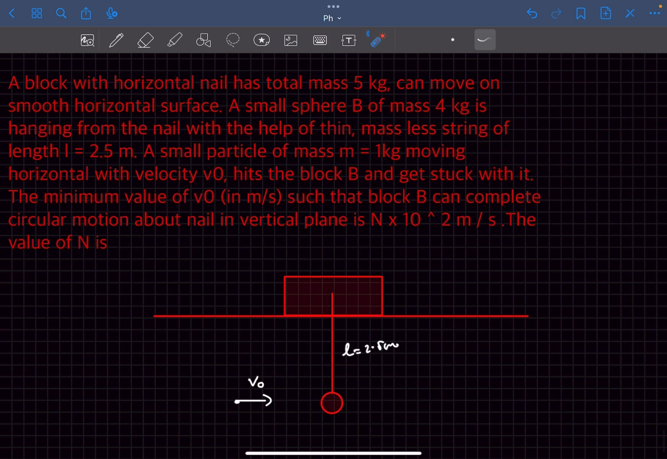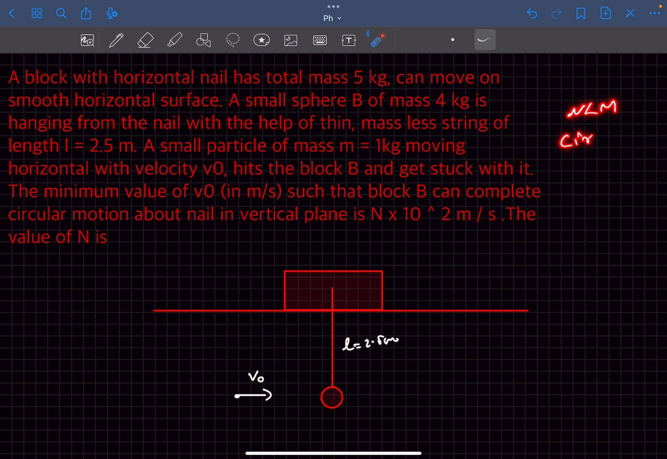And in this video, we'll solve this problem from the topic of NLM and circular motion. So let's start reading the problem.